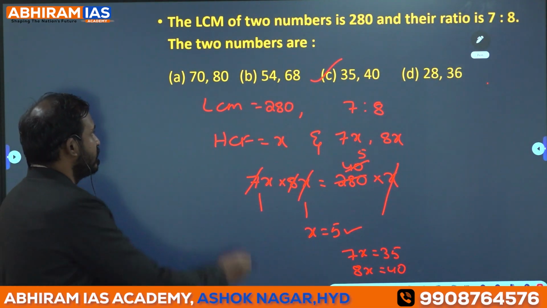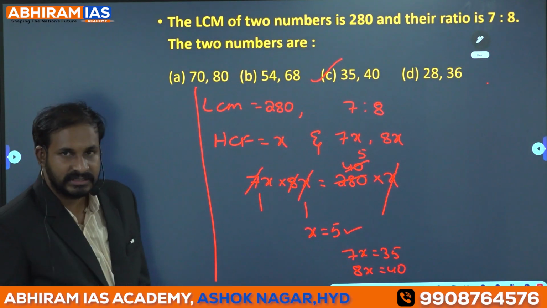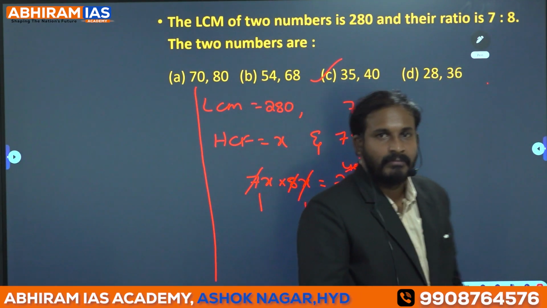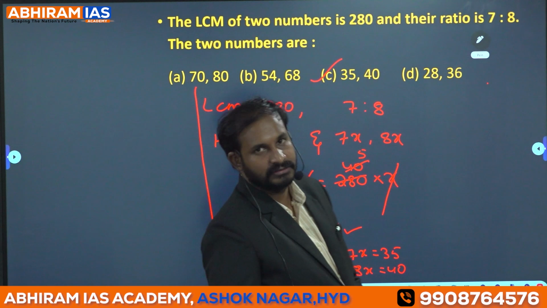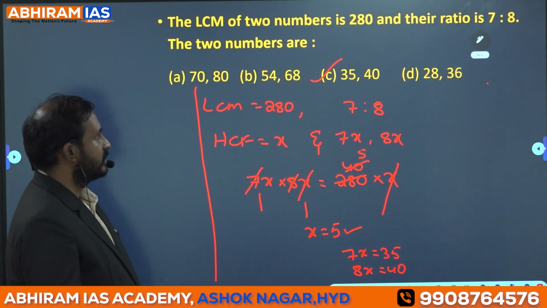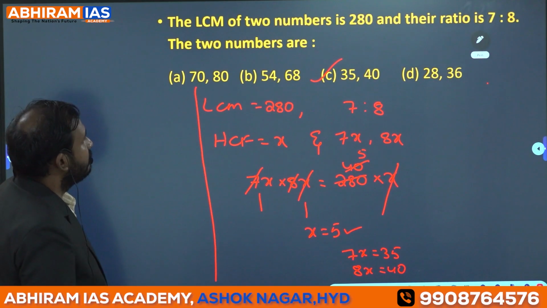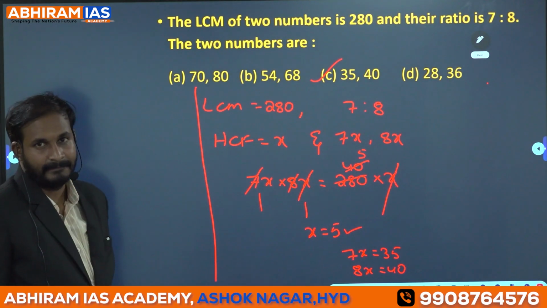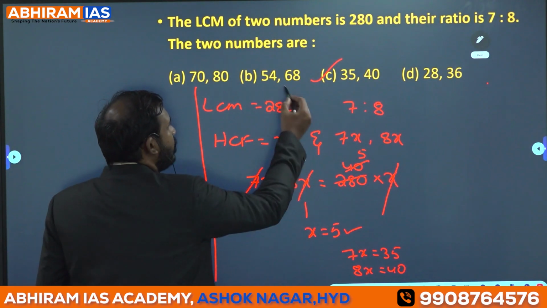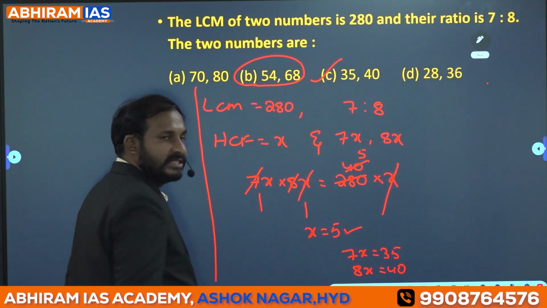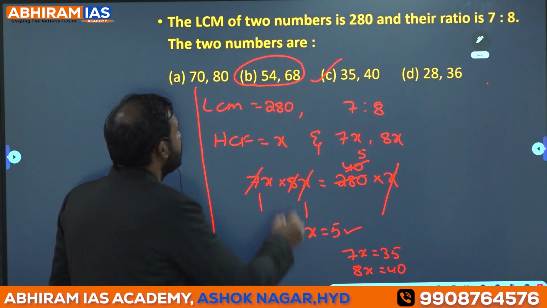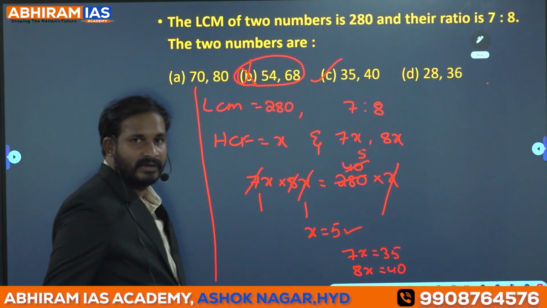Understood? Now see here students, not only this method, the other way is very simple. What is the other method? By option verification also you can do it. See here, first of all, the two numbers should be in what ratio? 7:8. So 54 and 68, are they in the ratio of 7:8? No, they are not. So this will not be our answer.